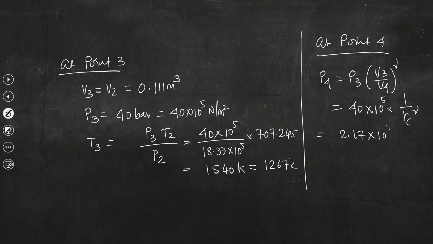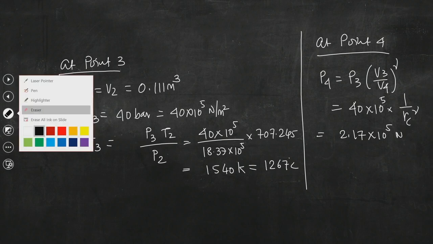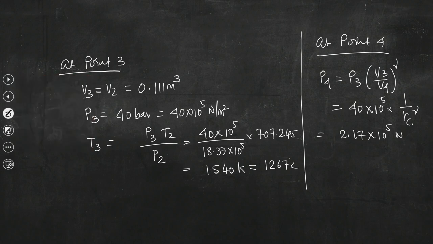So, if we write here RC equal to 8, and if we calculate, it would be coming as 2.17 into 10 power 5 Newton. Sorry, this is Newton. Okay, and RC equal to 8, that is given. Okay, so P4 we have got, and what about V4? That is nothing but V1, so that is 0.889 meter cube.